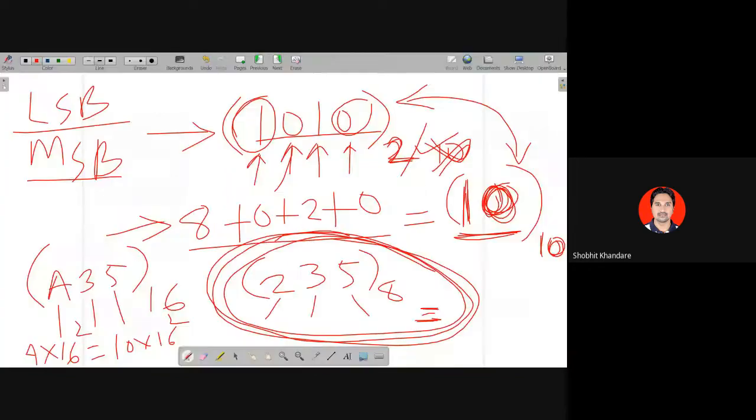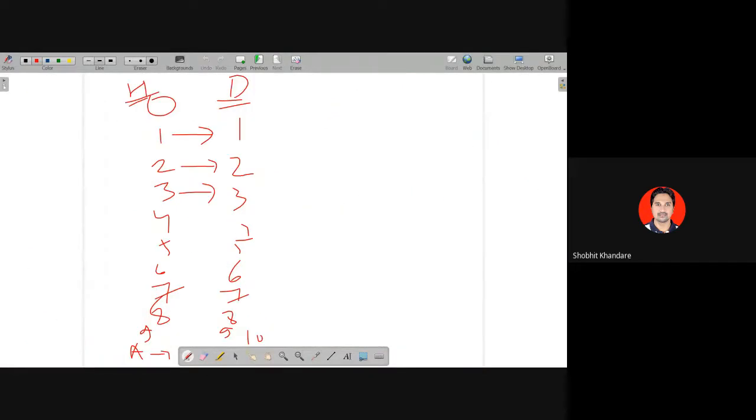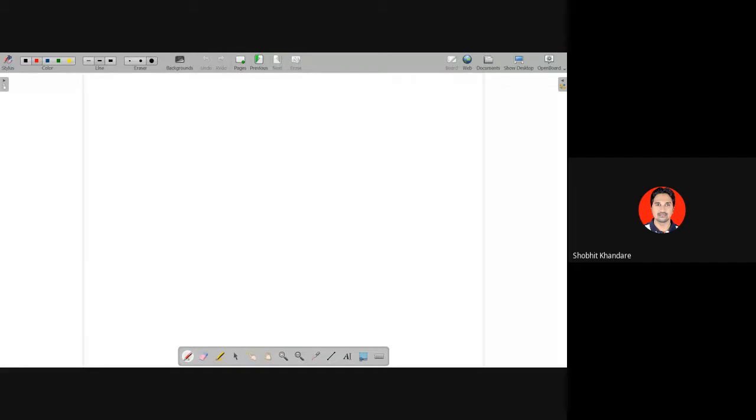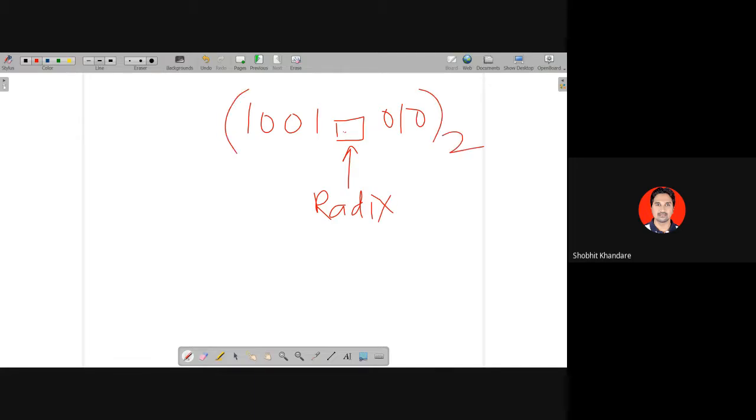And one thing I forgot to tell you: if you take a binary number, say 1001 dot 101, can you see the dot? I gave the explanation of the dot earlier. Now this dot is called a radix point. But since you know this is a binary number, this is called the binary point.